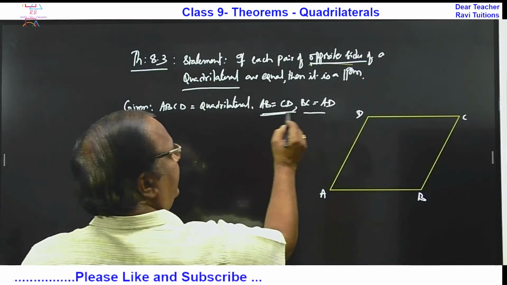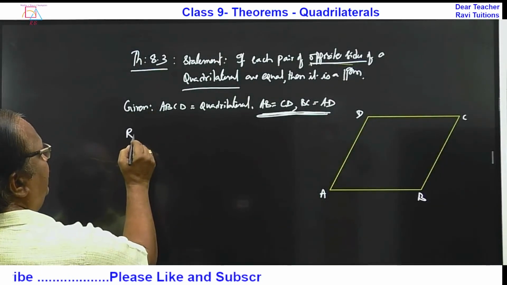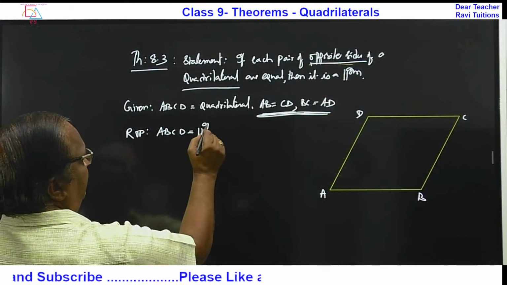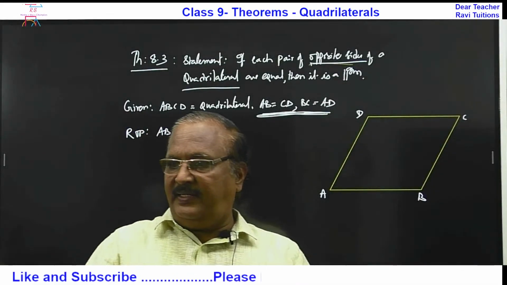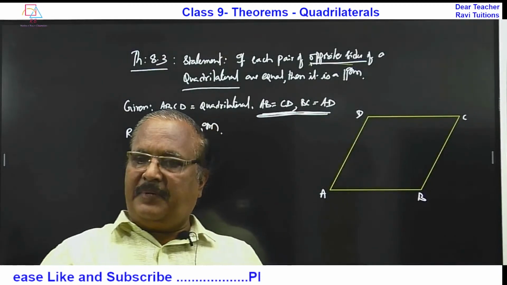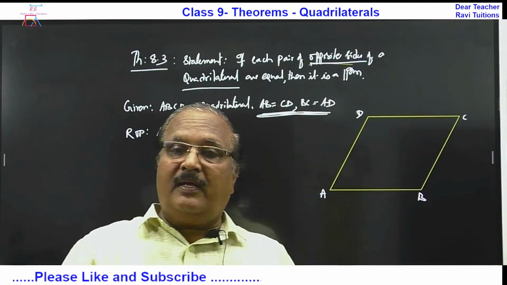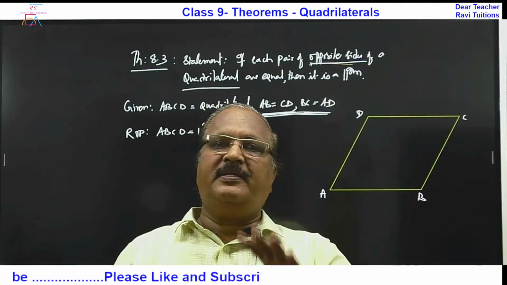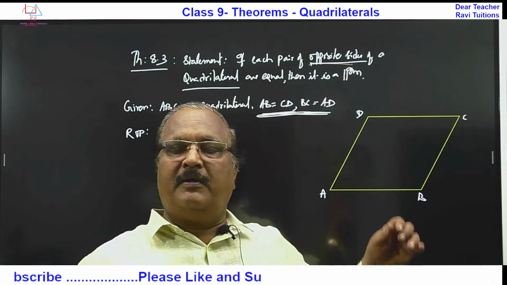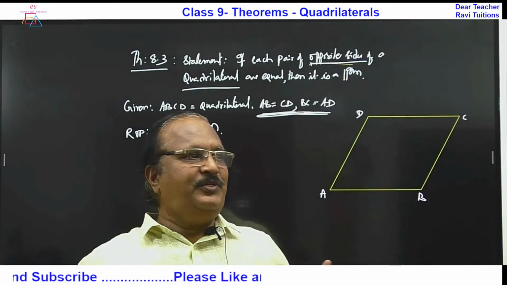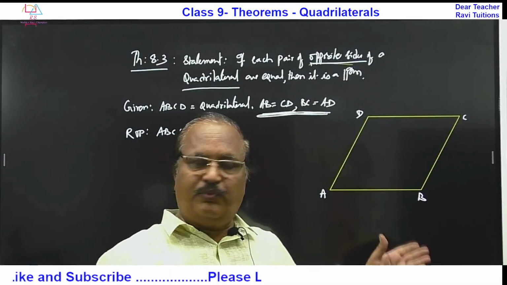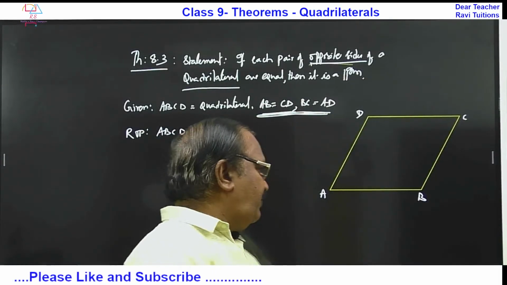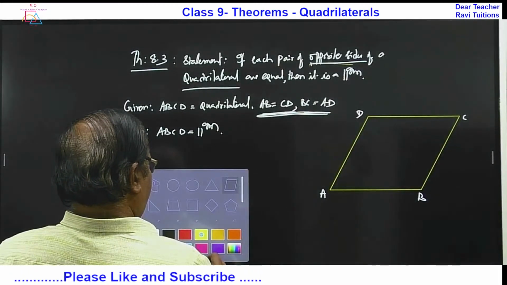So using this information, you have to prove ABCD is a parallelogram. Our ultimate target is to prove ABCD as a parallelogram. A quadrilateral becomes a parallelogram if both pairs of opposite sides are parallel. So we have to prove both pairs of opposite sides are parallel. For that, let us take a construction.